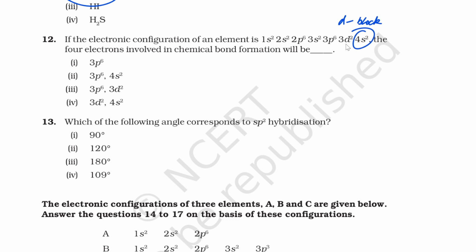D block elements show more than one valency. Anyway, so 4s2 and 3d2, both of these will go away. Answer should be fourth one for this.